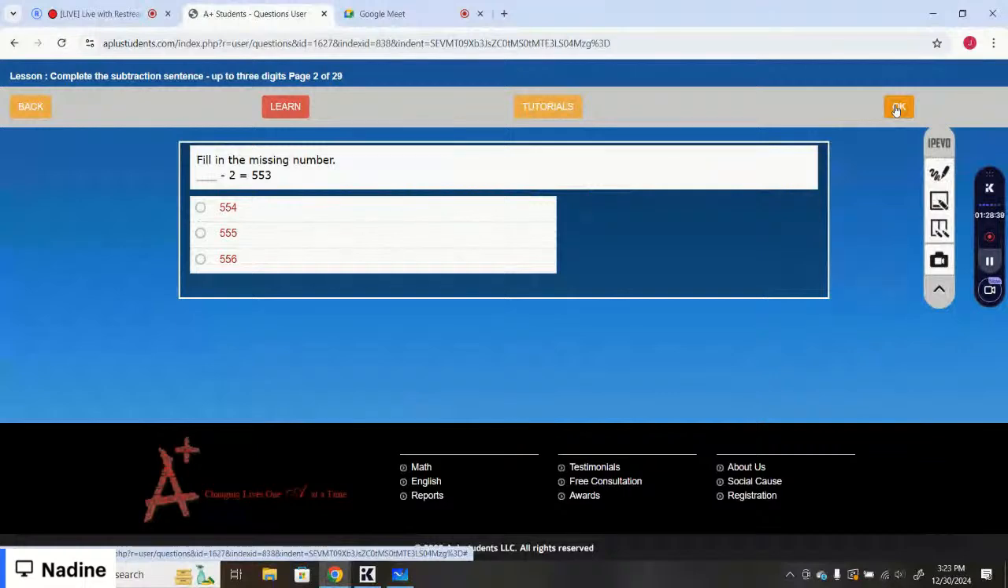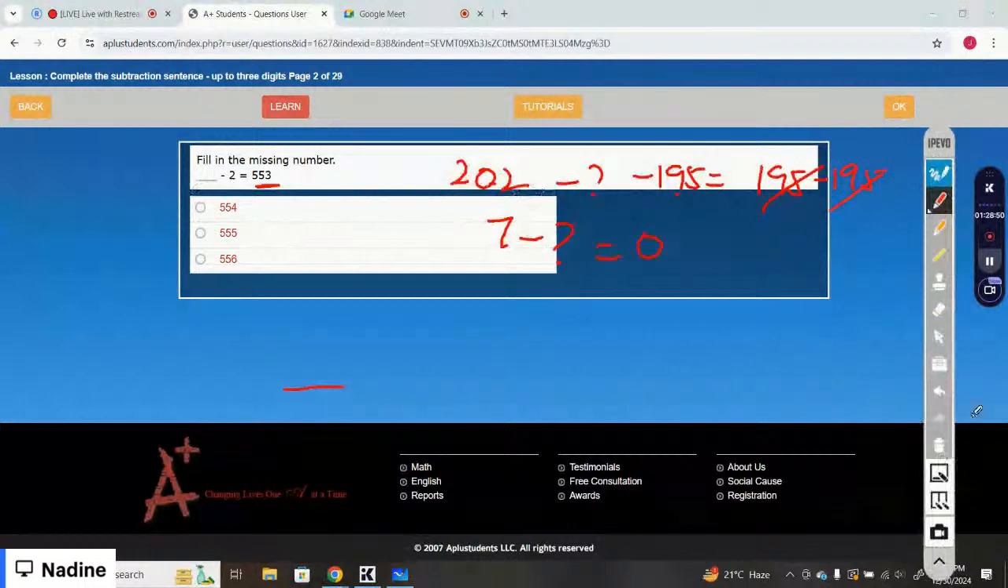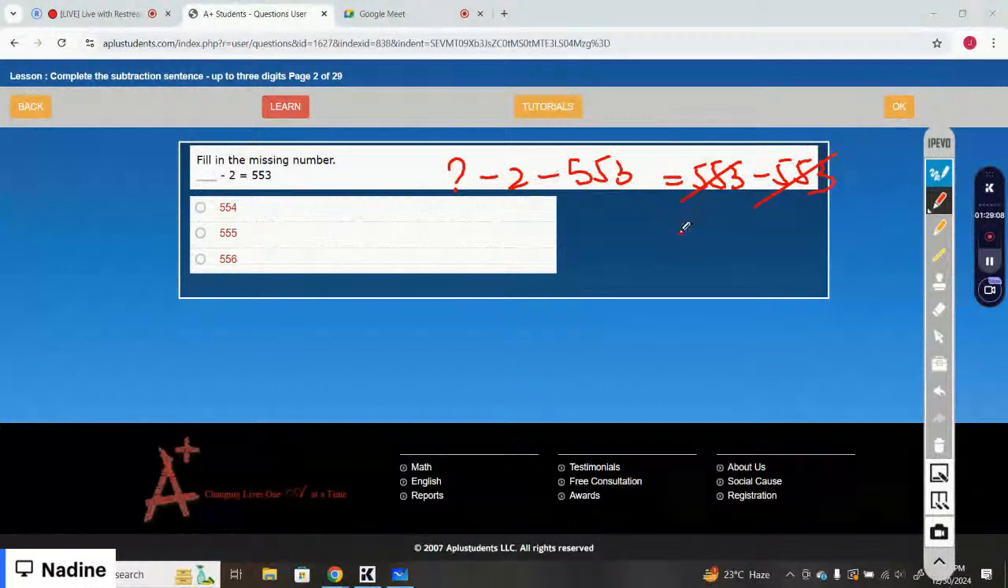Fill in the missing number. The missing number minus 2 equals 553. Subtract 553 both sides. That is 0. 2 minus 553 is minus 2 minus 553. You have to move them to the other side. That is 2 plus 553. That is 555. The correct option is option number 2.